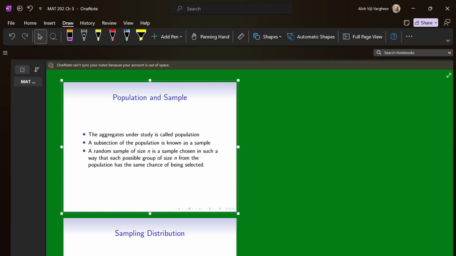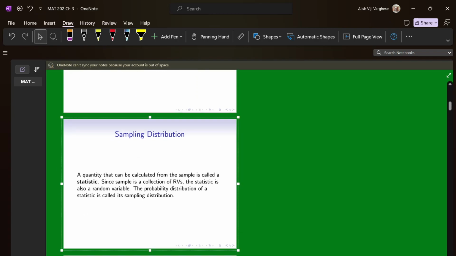So we can have different combinations, or different samples. We can have different samples of size 50, which can be chosen from the same population. If all those samples have the same probability of being chosen, then that kind of sample is known as a random sample. A random sample of size n is a sample chosen in such a way that each possible group of size n from the population has the same chance of being selected. So in the statistical study of a particular population, we usually depend on random samples.